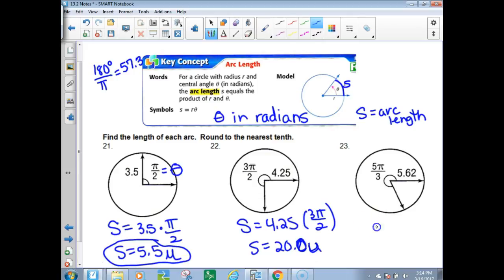All right, please plug in this one. And when I did it earlier, I got 29.4 units. Are we okay?